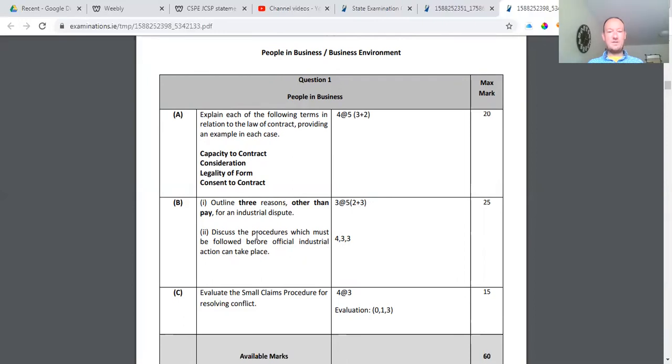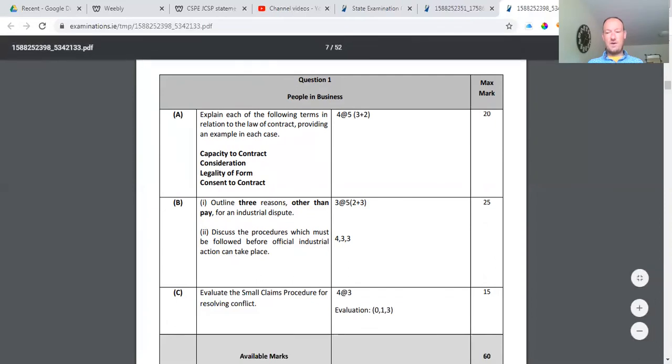And it says discuss the procedures which must be followed before an official industrial action can take place. Okay, so you need to discuss then procedures. Here we've only got 10 marks left, so you want to be listing out the procedures for official industrial action, and again, when you have an opportunity to give an example and explain. And yeah, obviously only 10 marks, so you wouldn't go overboard. Okay, moving down.